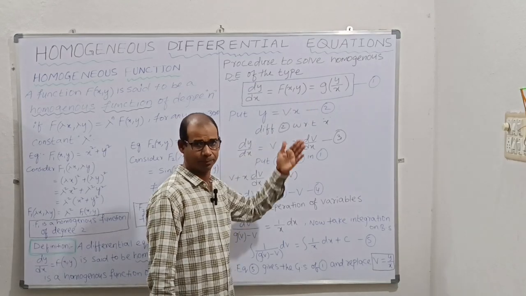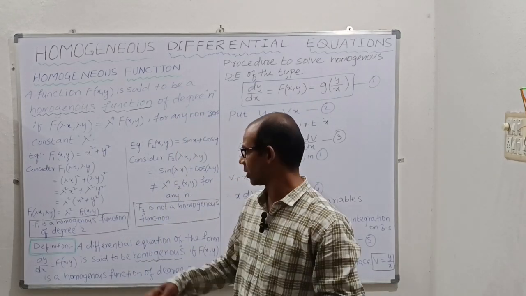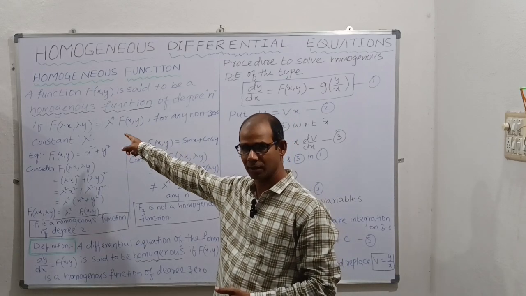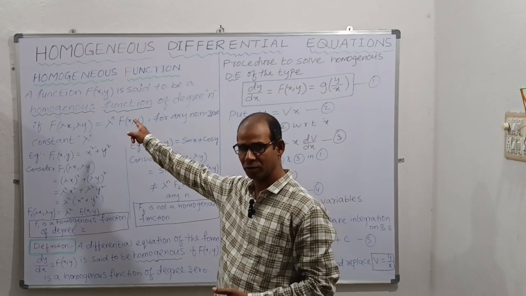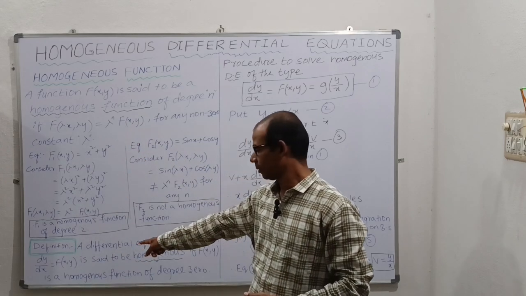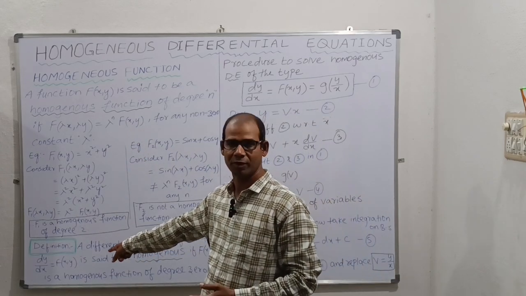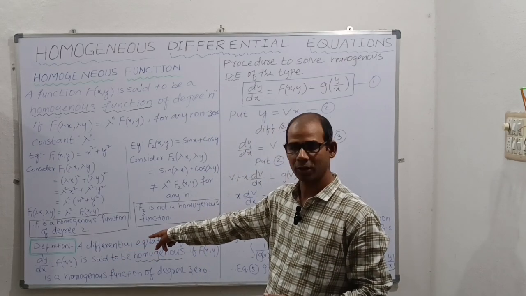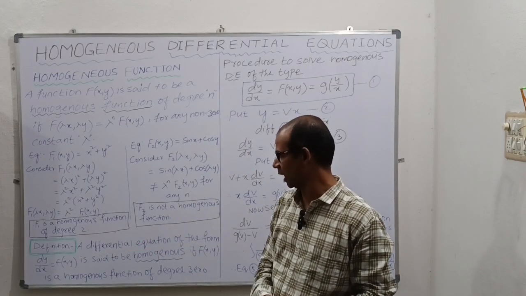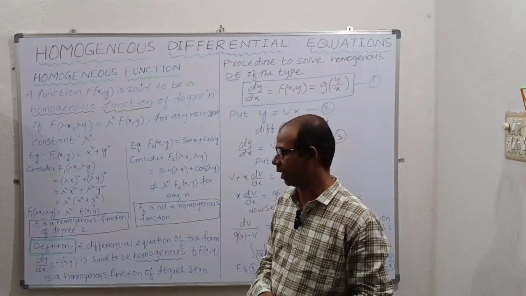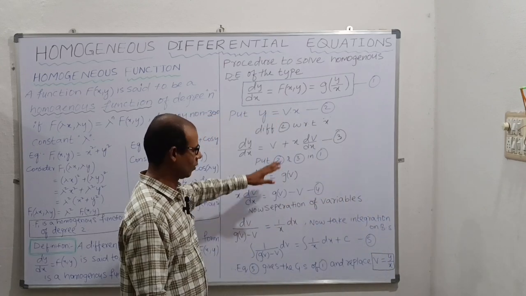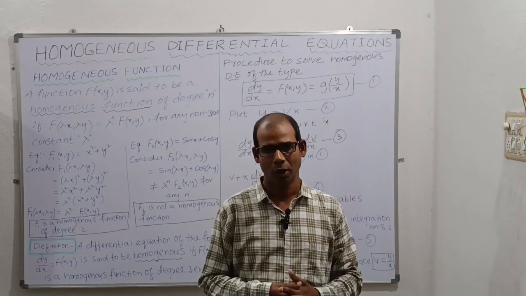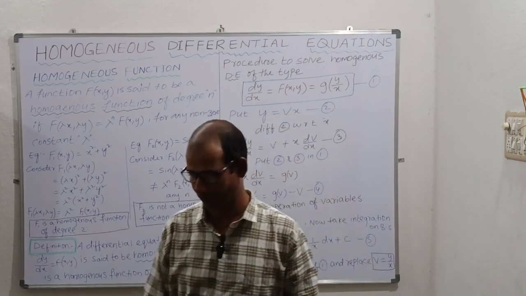Is it clear? So now what we have discussed, we have discussed what is a homogeneous function. When do we say that the given function is homogeneous? Homogeneous function किसको कहते हैं? Then when do we say that the given differential equation is a homogeneous differential equation? Homogeneous differential equation किसको कहते हैं? उसके बारे में डिस्कस किया. उसके बाद हमने प्रोसीजर फाइंड किया. So this is the procedure. So now we are going to do the problem, right?